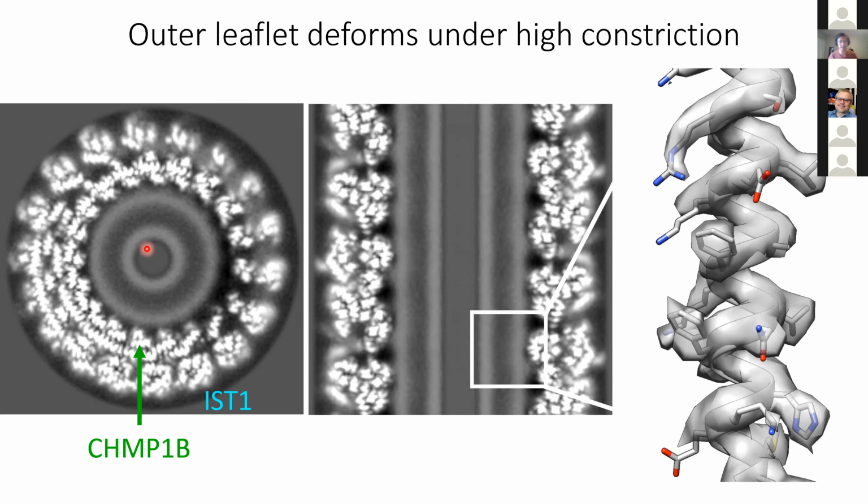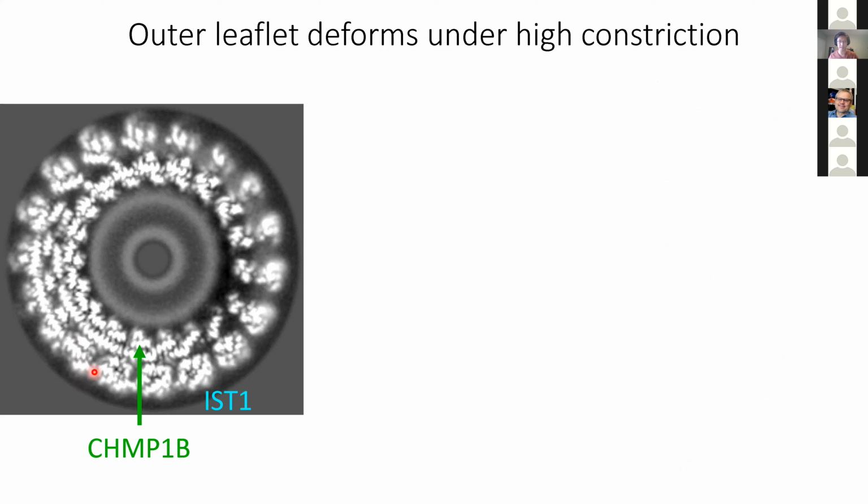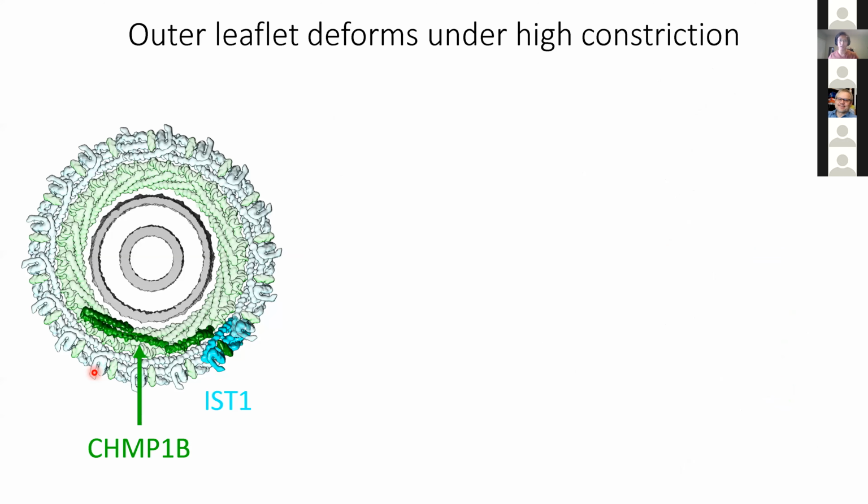And this is dependent on the polymerization state of IST1. So where spastin would bind IST1, it would be on the outside of the filament. It basically pokes where spastin would bind out over here. And it does not depend on the polymerization state of IST1.